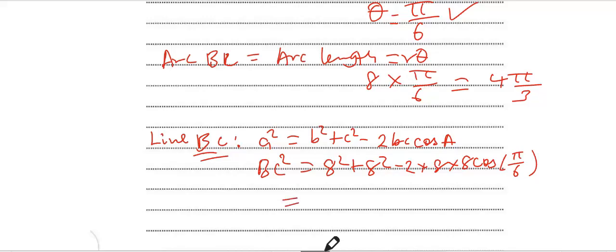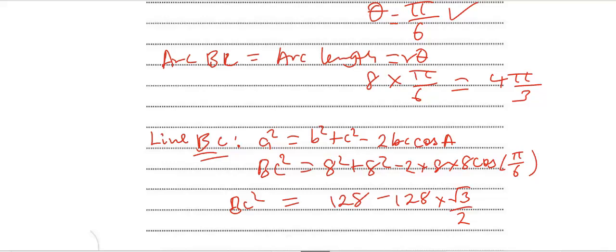So this equals 8 squared plus 8 squared, which will give us 128. So 128 minus 2 by 8 by 8 will give us also 128. Multiply this by cosine of pi over 6, which is root 3 over 2. So this is root 3 divided by 2. Now we can find what is BC. Remember, this is BC squared.